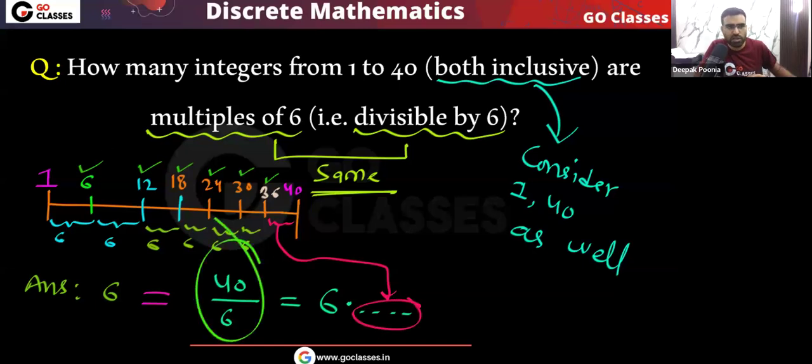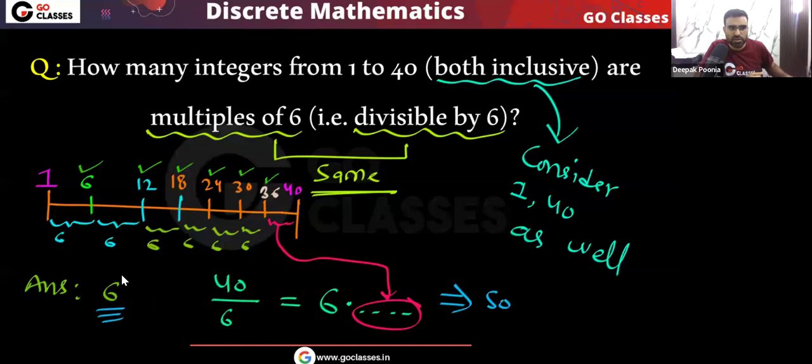So when you divide 40 by 6, basically this 6 point something is coming because of this extra space, because the last value divisible by 6 is 36. After that, 4 more values are there. So because of that 4 by 6, this extra decimal is coming. So to find the correct answer, the correct answer is 6.